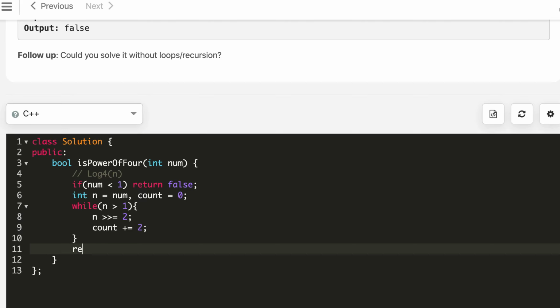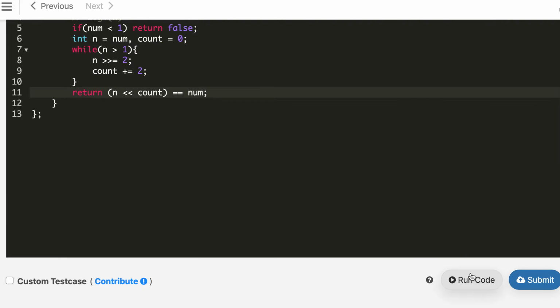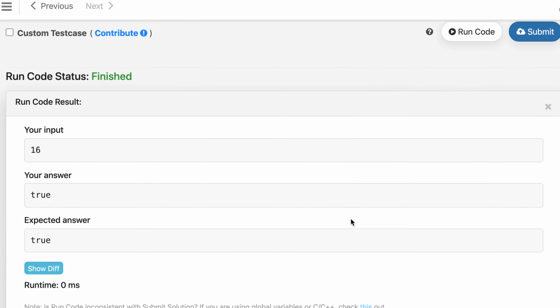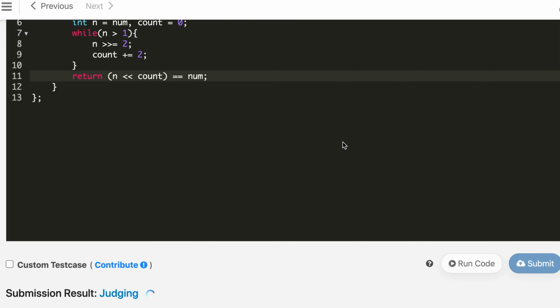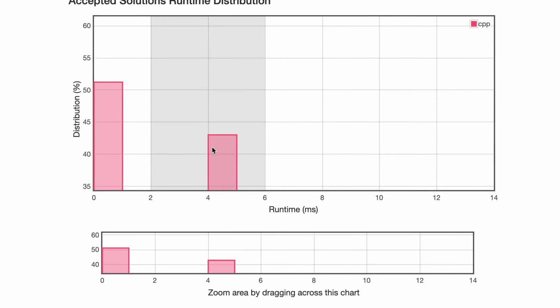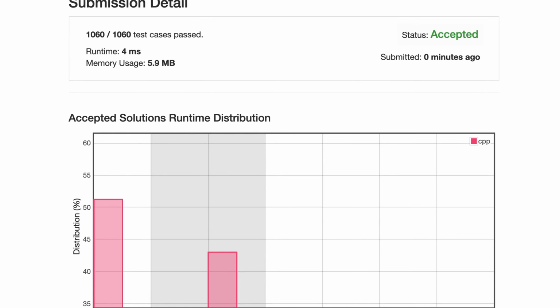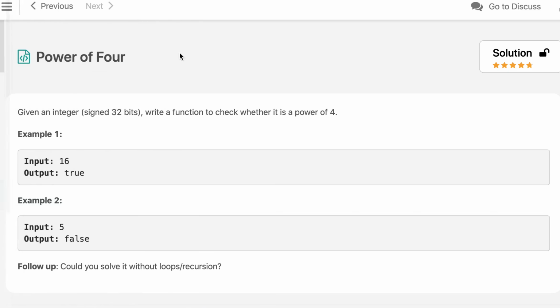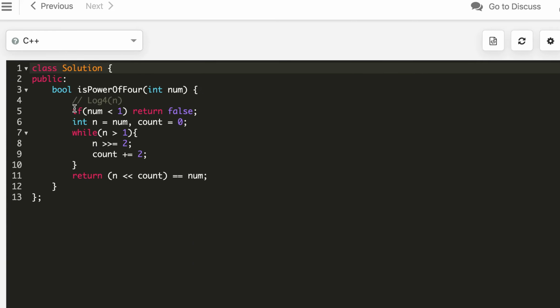So simply return, so did we get back the number or not? If we don't get back the number, that means some bits were lost, that is more than one bit was set. And let's run it. And the solution is accepted. So in this case, we will not observe too much difference in timing. This will obviously take a very small time. So this was the log n solution. Now we will comment it out.